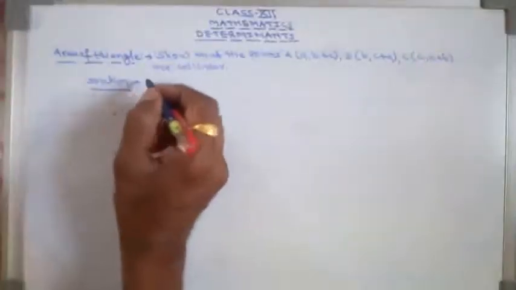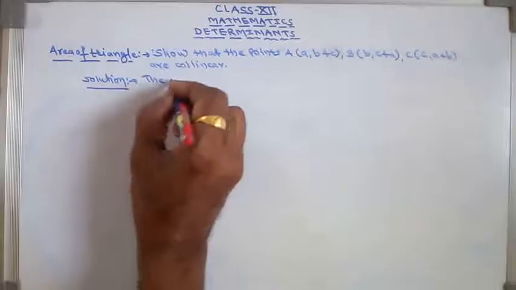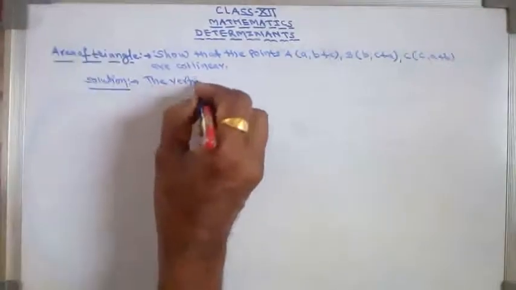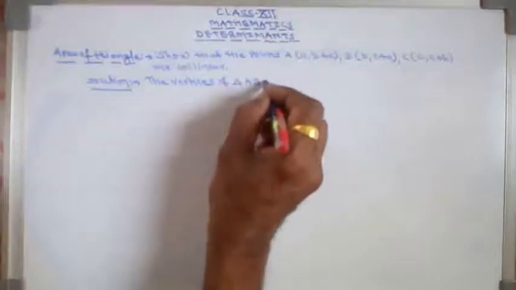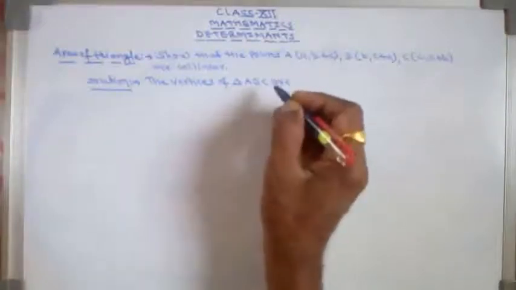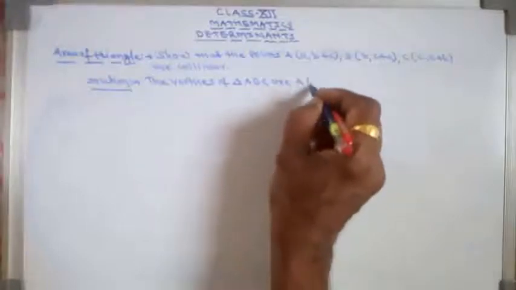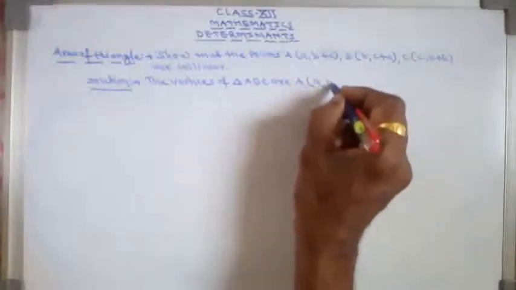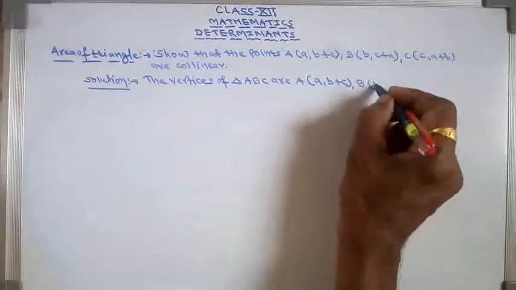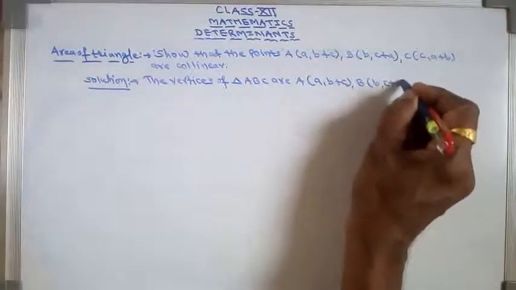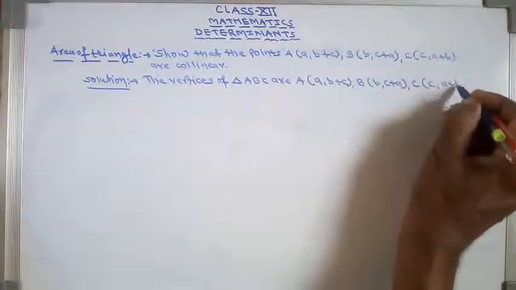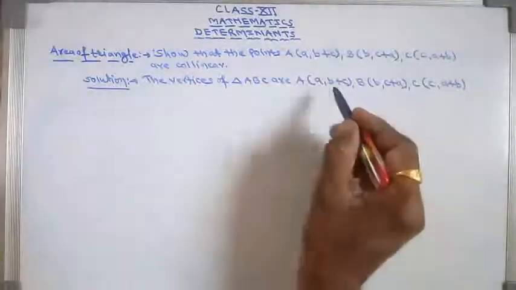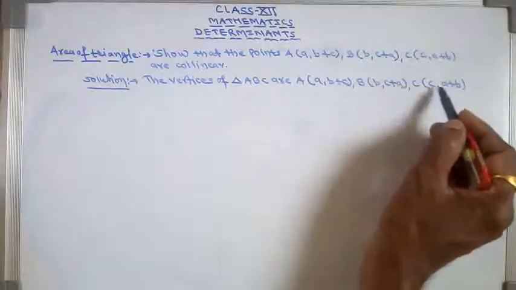The vertices of triangle ABC are A, B plus C; B, C plus A; C, A plus B. So this is x1, y1, x2, y2, x3, y3.